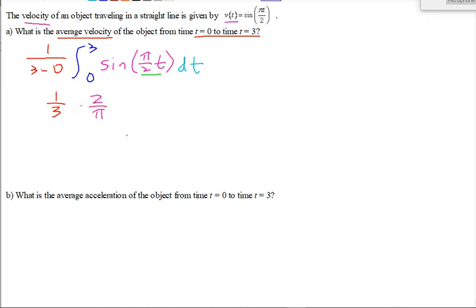And then when you integrate sine, since it starts with a c, you get negative cosine. You can pull the negative on the outside. Cosine of pi over 2 t, and then that's evaluated from 0 to 3. Again, since we're using the shortcut, we don't change the lower and upper limits. We just leave them 0 to 3 because we're keeping it in terms of t. So now on the outside, this simplifies to be negative 2 over 3 pi.